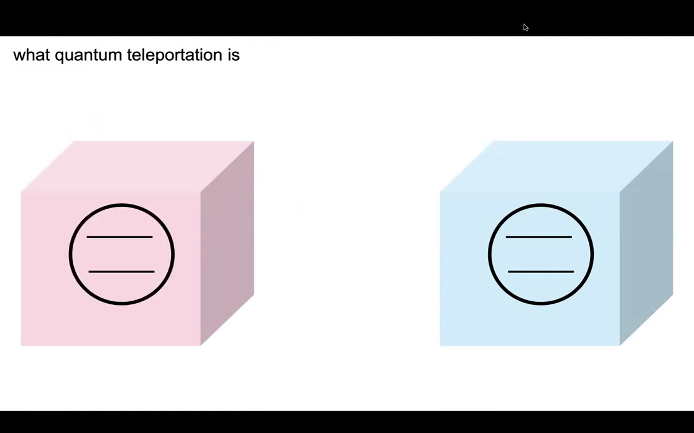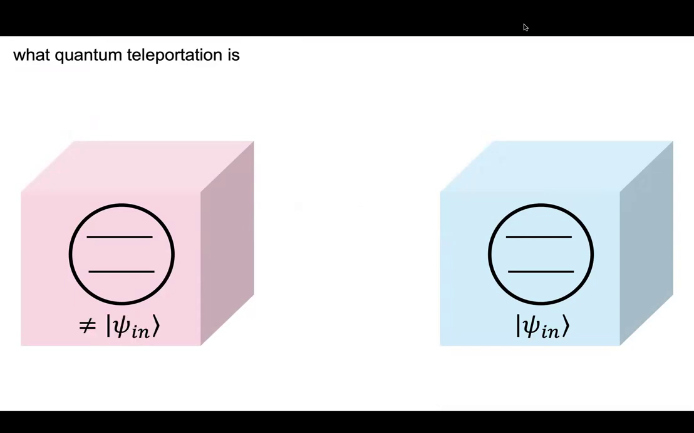You can think of it this way. We have a qubit in the pink box and another qubit in the blue box. The pink box qubit is initially in state ket psi in, while the one in the blue box is in ket 0, which is eventually made into ket psi in. In the process, the initial pink qubit is no longer in ket psi in.